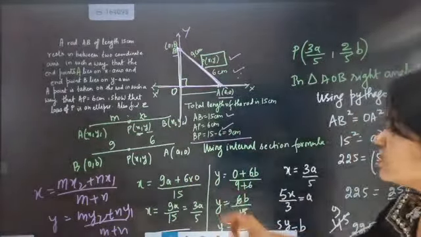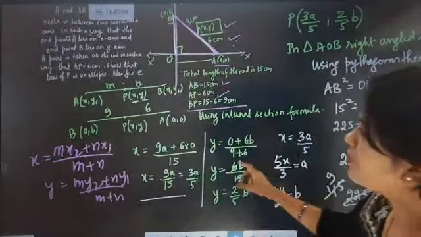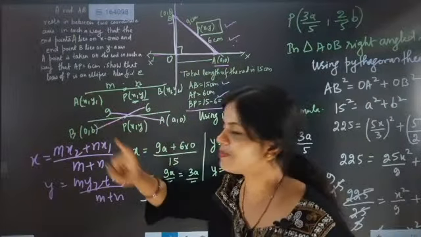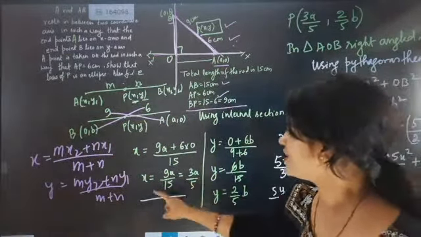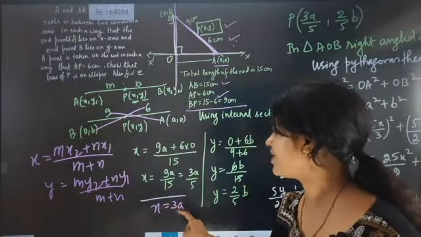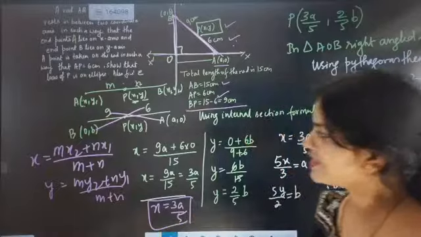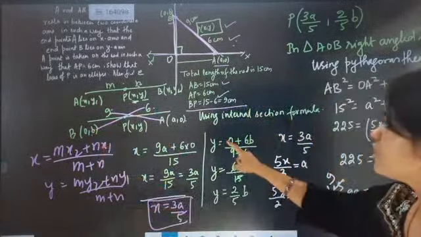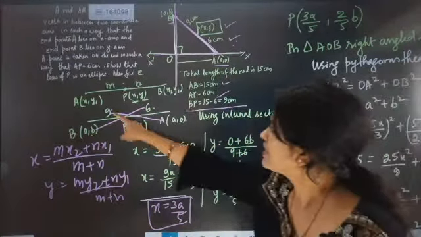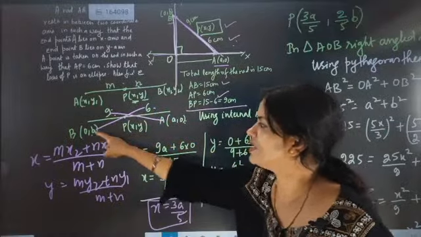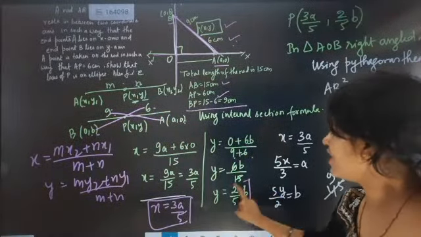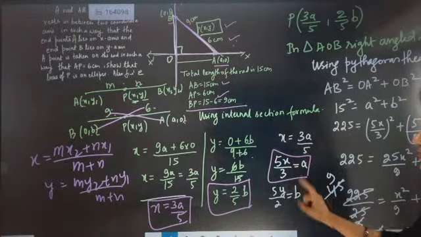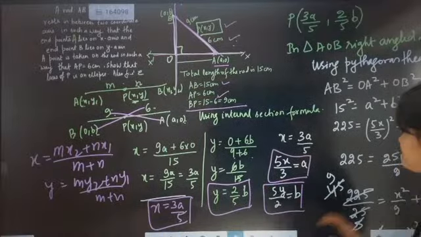So when I used the internal section formula, 9 got multiplied with a and 6 got multiplied with 0. So we got the x value as 3a by 5. In the same way, 9 got multiplied with 0 and 6 got multiplied with b, so we got the y value as (9 into 0 plus 6 into b) by (9 plus 6). So overall we converted the a part in x form and the b part in y form.